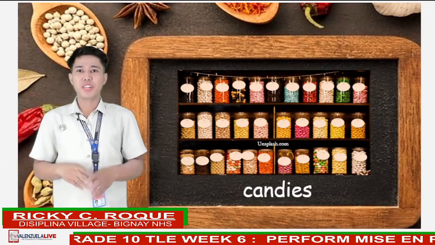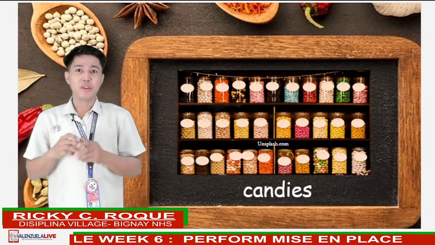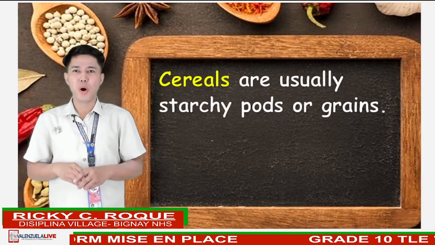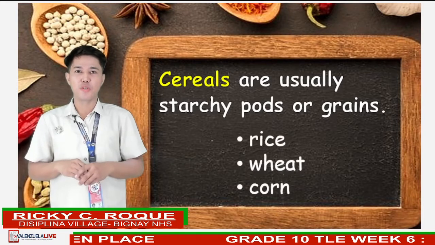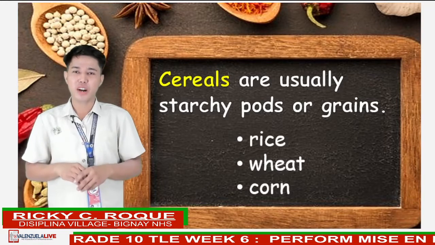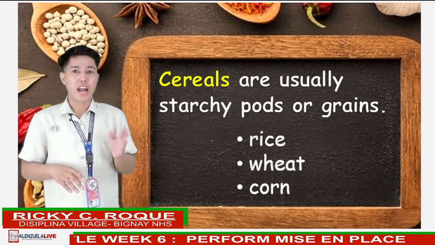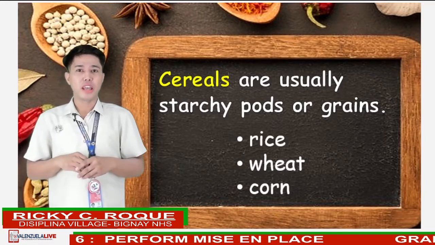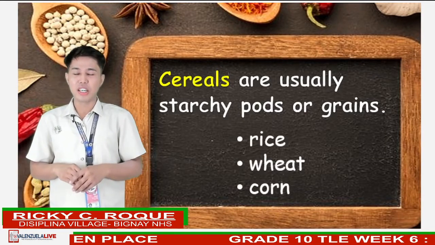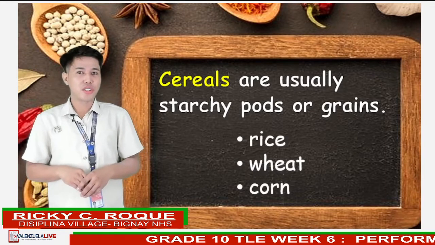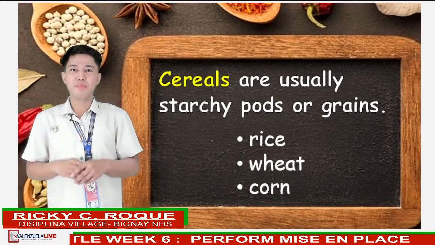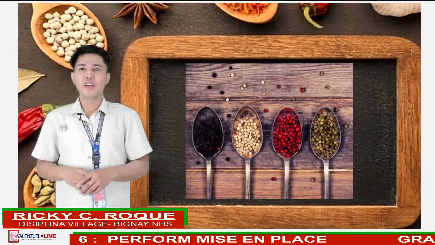Okay, so cereals are usually starchy pods or grains. Cereal grains are the most important group of food crops in the world, named after the Roman goddess of the harvest, Ceres. Rice, wheat, and corn are the three most cultivated kinds of cereal in the world. Starch, on the other hand, exists in nature as the main component of cereals and tubers.